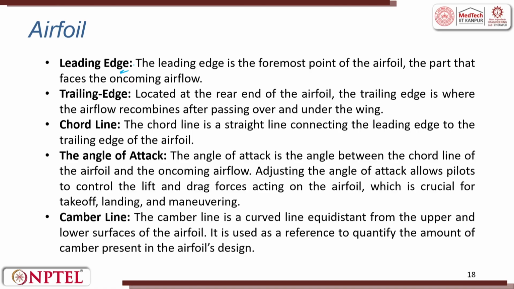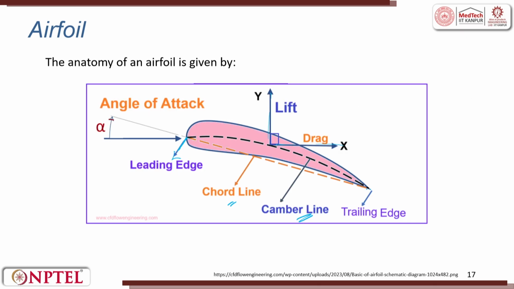The leading edge is the foremost point of the aerofoil, the part facing the oncoming airflow. The trailing edge is located at the rear end of the aerofoil, where the airflow recombines after passing over the top and bottom layer. This is the trailing edge. So, the stream comes here, the stream goes here, then it gets recombined.